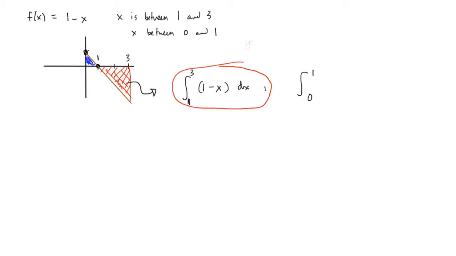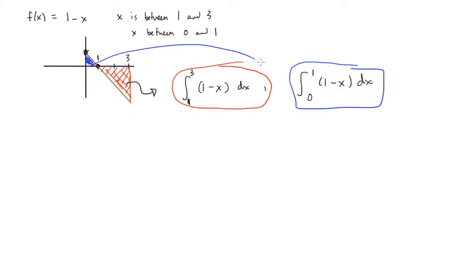So here our function is still 1 minus x. So this integral would give me the blue area, and this integral goes with the red area. Okay, so not too bad. Now here we started with a function and some sort of description, and we did the graph in order to figure out what the integral was.